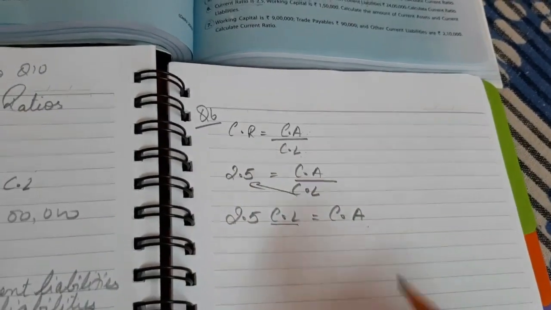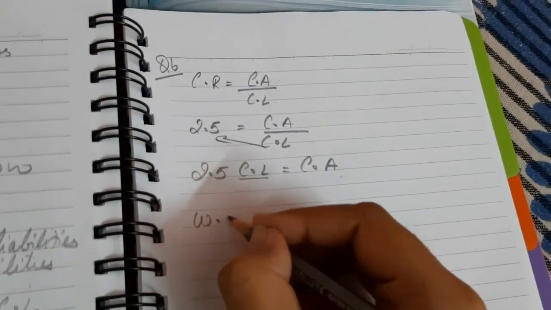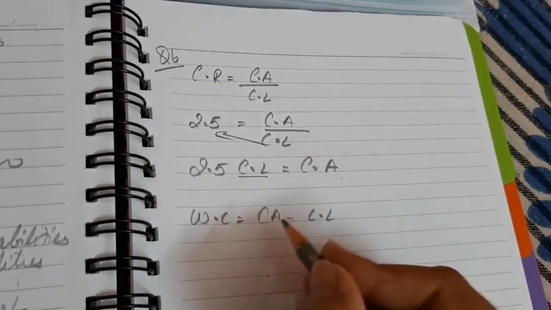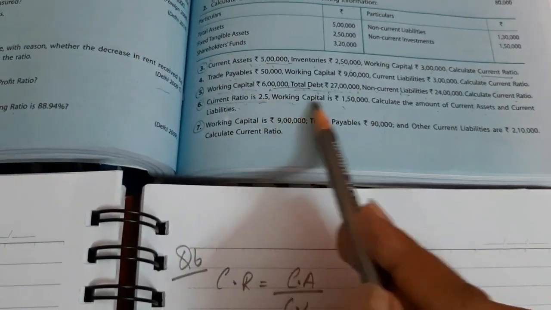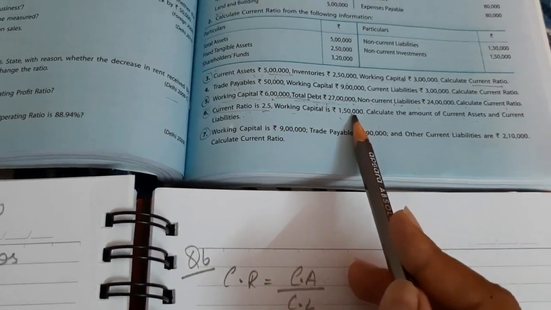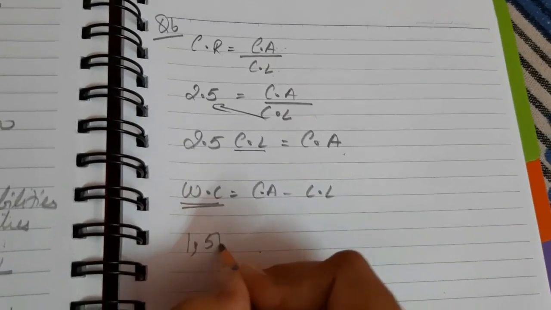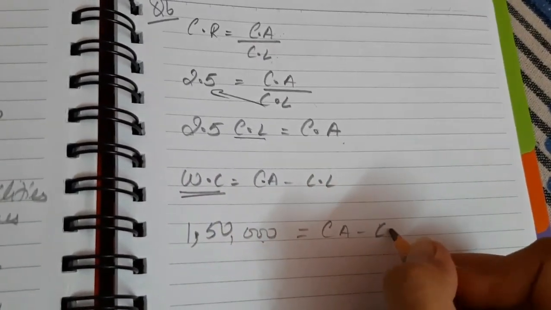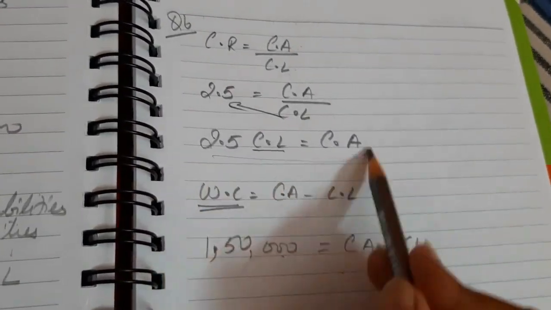Done. Now what we can do is, we are given working capital here. So we can use this formula here. What was the formula for working capital? Current assets minus current liabilities. Now you are having working capital as 1,50,000. So I can write 1,50,000 is equal to current assets minus current liabilities. Now I'm not having current assets and current liabilities, but I have this equation.